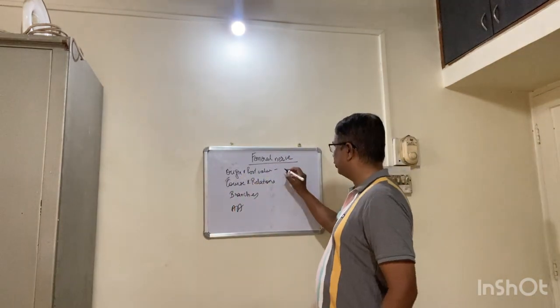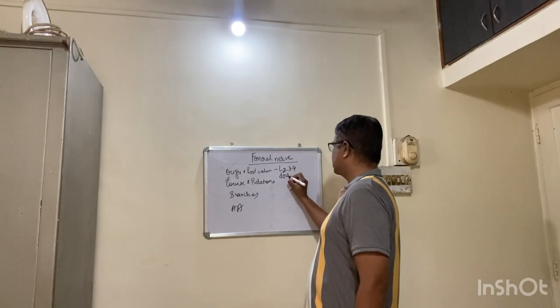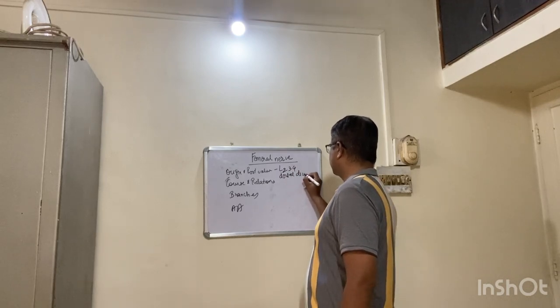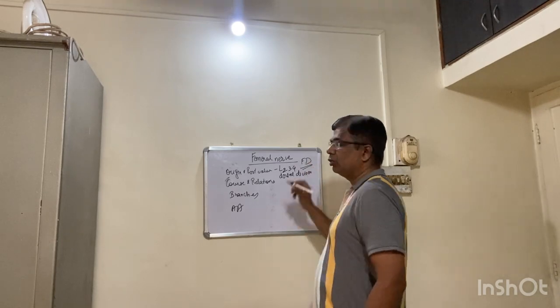So second, third and fourth lumbar nerves, the dorsal divisions of anterior primary rami of L2, 3, 4, will constitute the formation of the femoral nerve. So root value will be L2, 3, 4, but what you have to understand is, it is dorsal divisions. You can remember this by remembering FD: femoral division is dorsal division, femoral nerve is dorsal division.